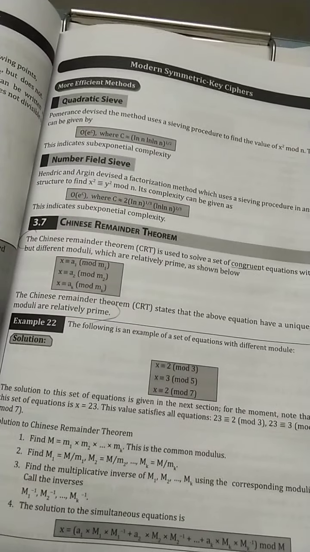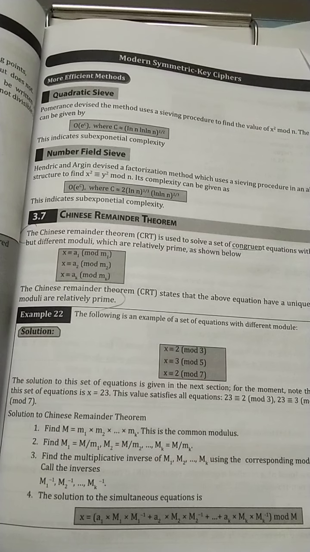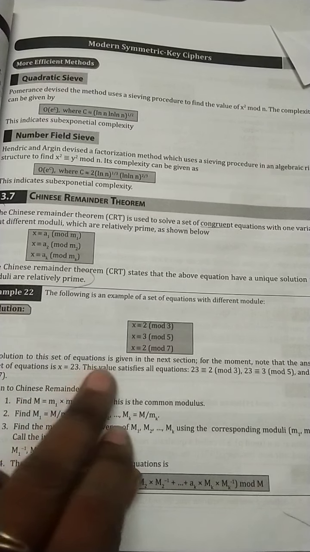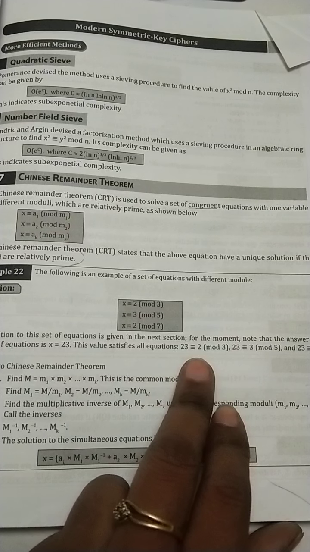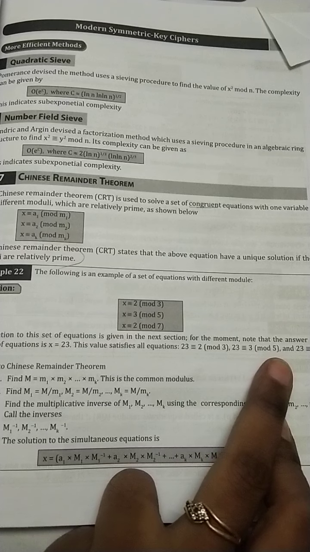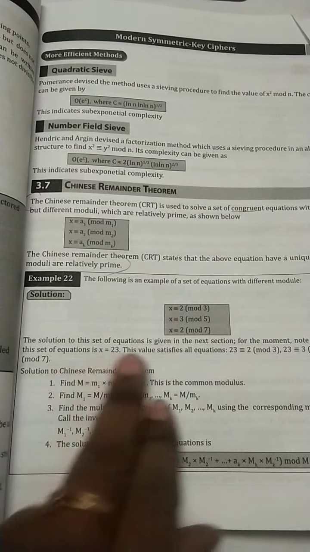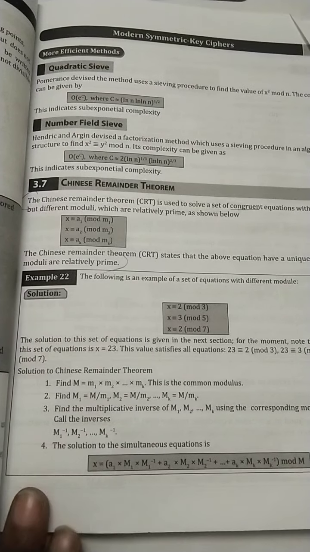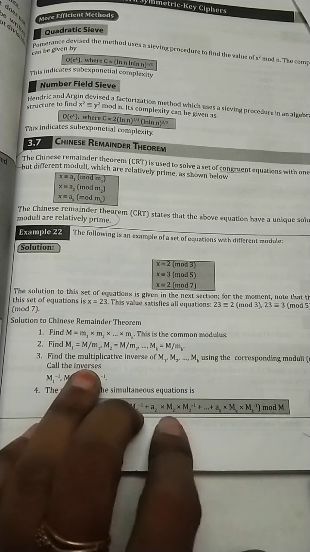Consider this as an example: x is congruent to 2 mod 3, x is congruent to 3 mod 5, and x is congruent to 2 mod 7. The solution to this set of equations is given in the next section. 23 is congruent to 2 mod 3, 23 is congruent to 3 mod 5, and 23 is congruent to 2 mod 7. So the x value is 23. How do we get it? You have to follow these steps to solve this problem.